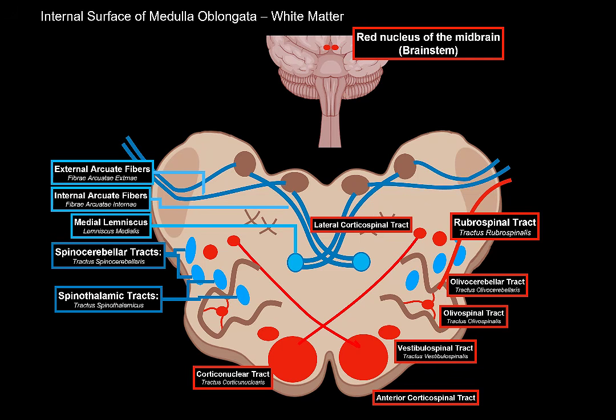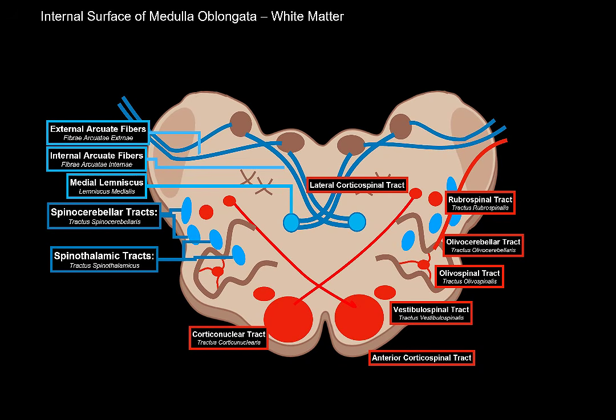So these fibers are extrapyramidal because they're not originating from the primary motor cortex, they come from the red nuclei of the midbrain, and they descend as the rubrospinal tract. And remember, extrapyramidal fibers are responsible for fine coordination of movements and support voluntary movements. So they make your voluntary movements more precise. So that is the rubrospinal tract.